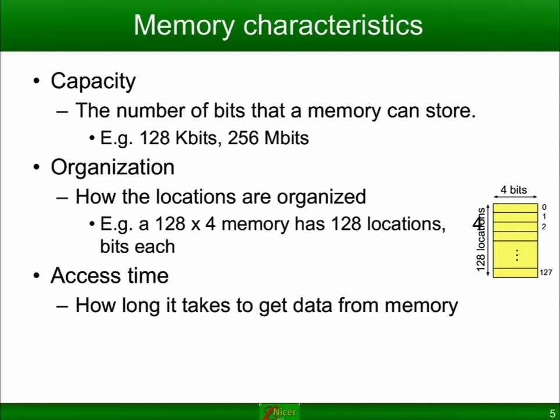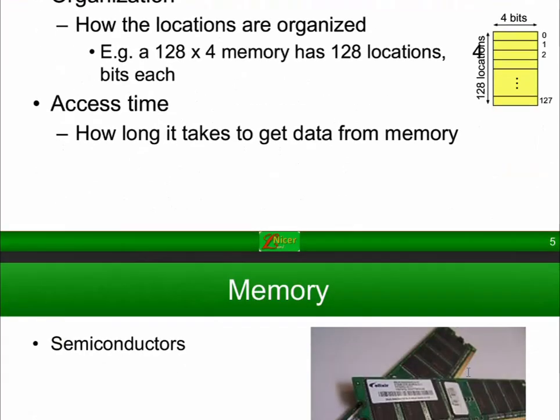Organization: how the locations are organized in RAM or in a memory. A 128 by 4 memory contains 128 locations, 4 bits each. The 4 is the size, that is 4 bits, and 128 are like the rows, the number of rows. Access time: how long it takes to get data from the memory. This depends on the speed of the memory.